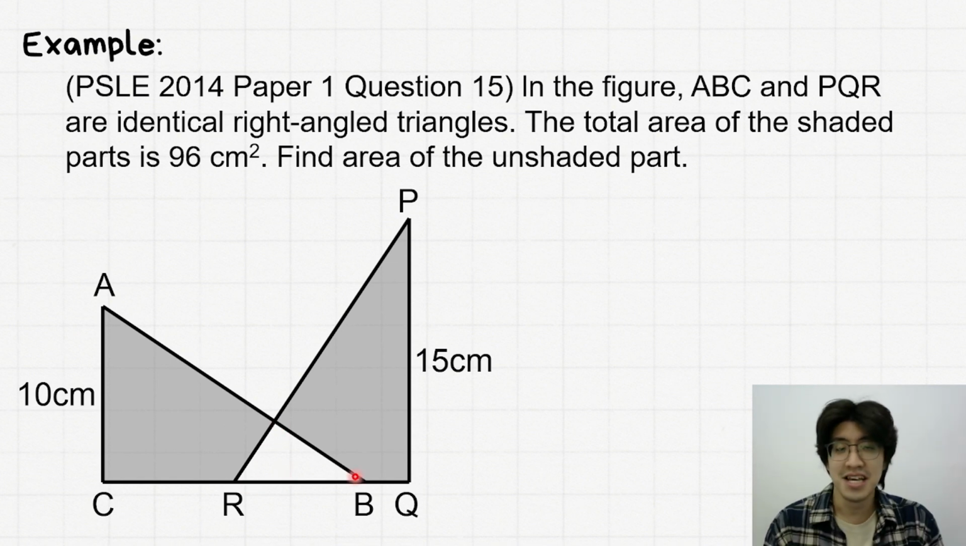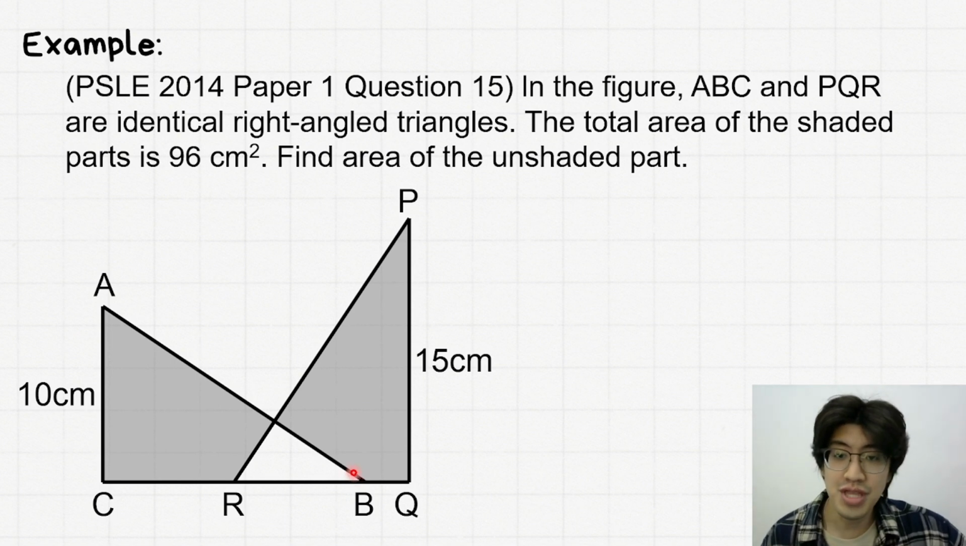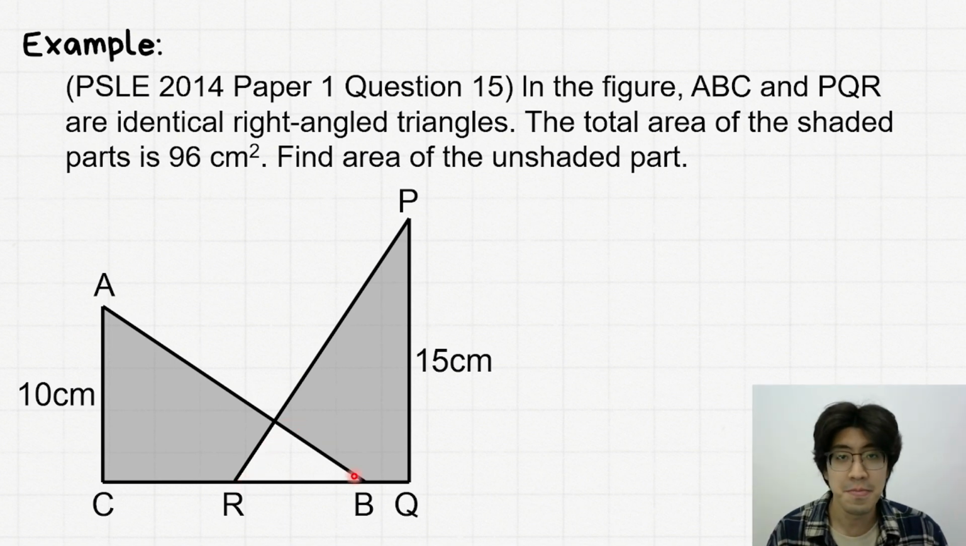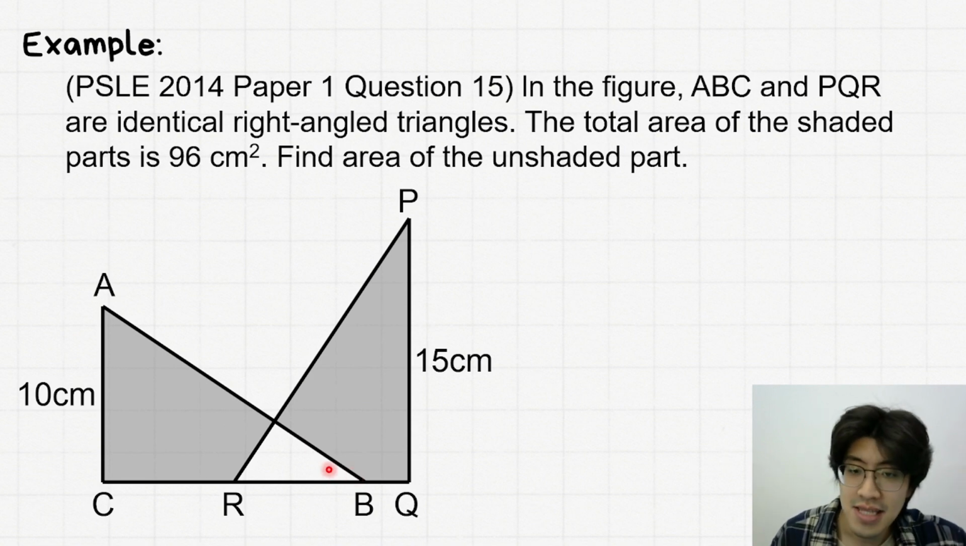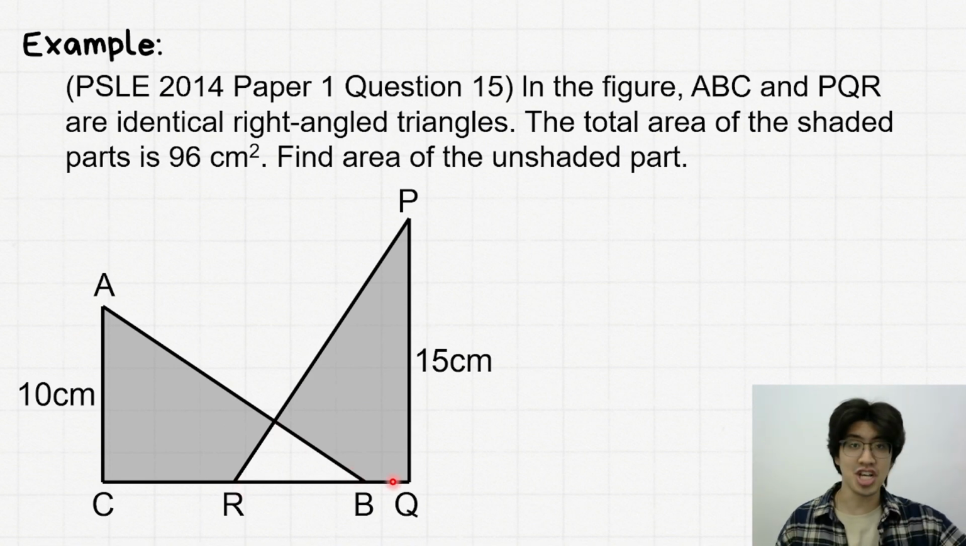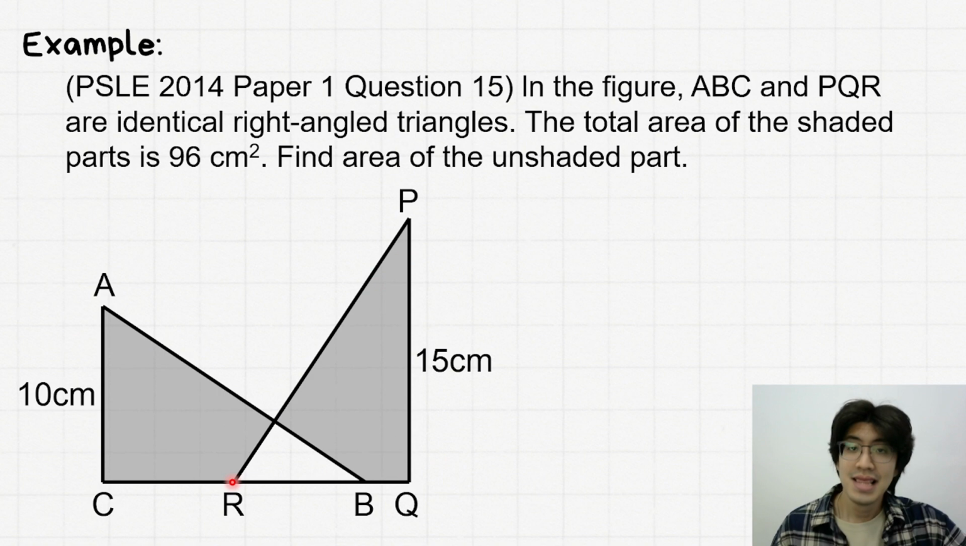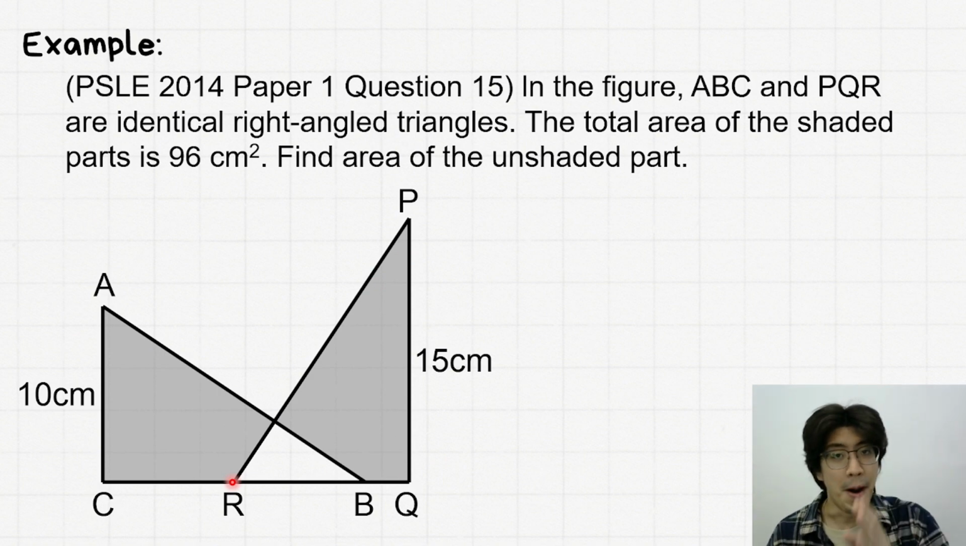We can try to see if there's any relationship between this area that we are trying to find and the other shapes in this figure. For example, we can see this unshaded triangle is actually contained in two larger triangles, which is the triangle ABC and the triangle PQR. Let us focus on them instead, one by one.